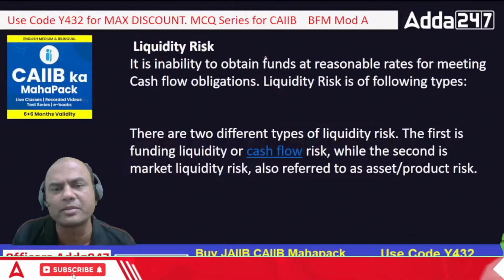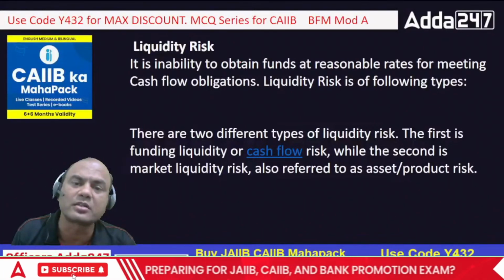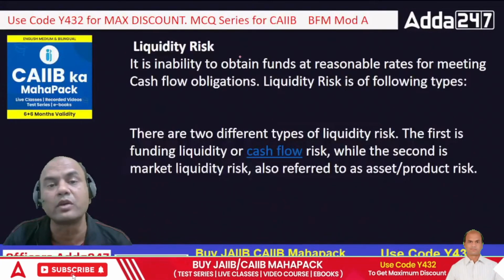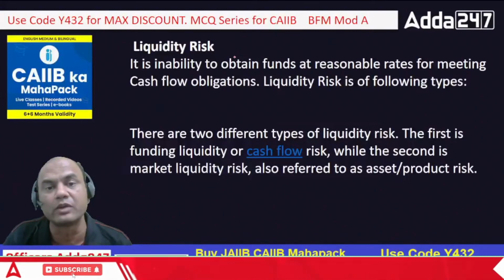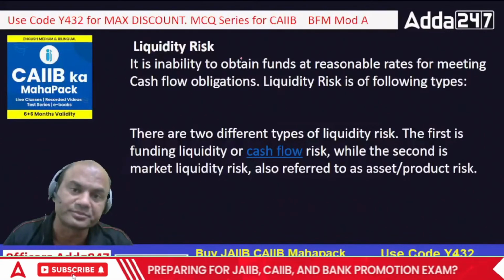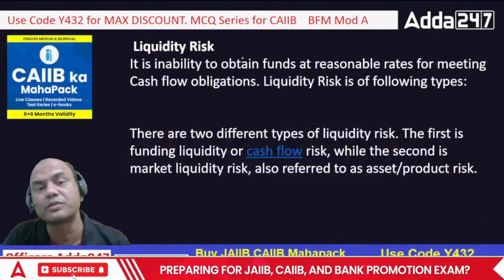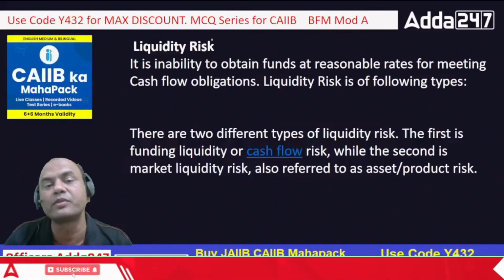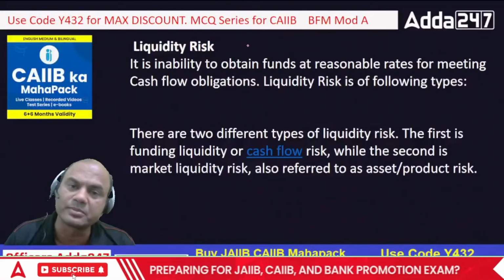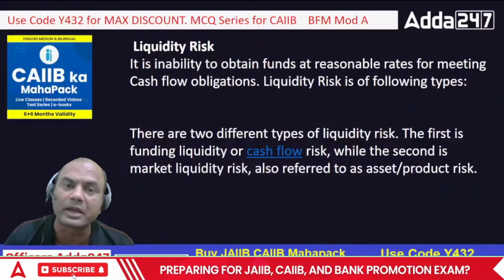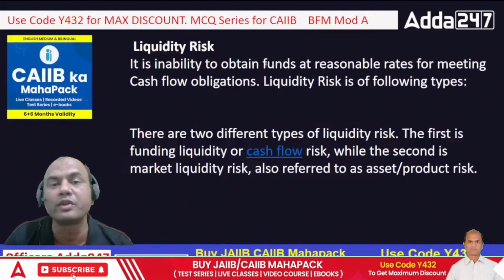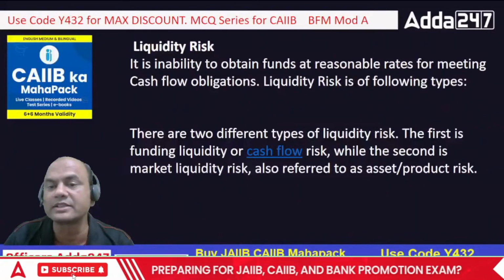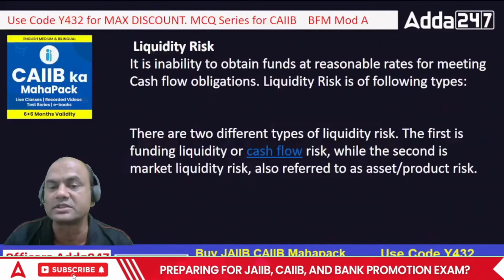So the same thing might happen with the banks also. If your assets are of the shorter duration and your liabilities are of the longer duration, means deposits are of 3 years and loans are of, let's say, 1 year only, or vice versa, loans are of 3 years and deposits are of 1 year only, then you will definitely face the liquidity risk, okay? Because the deposit person will come to you immediately after 1 year, give me back my money. But this loan person is giving you after 3 years. So that's the difference. So, inability to obtain funds at a reasonable rate for meeting the cash flow obligations.